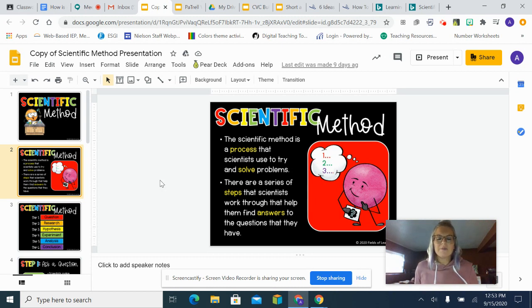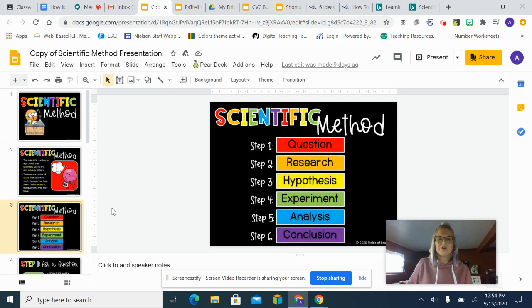So the scientific method, you guys, is a process that scientists use to try and solve problems. So they're going to sit back and think, what do I need to do? Why is this doing this? For example, we're going to talk about how is a pencil made and how does that lead get in the center, okay? So there's a series of steps that scientists work through that help them find answers to the questions that they have. So here you can see the steps of the scientific method.